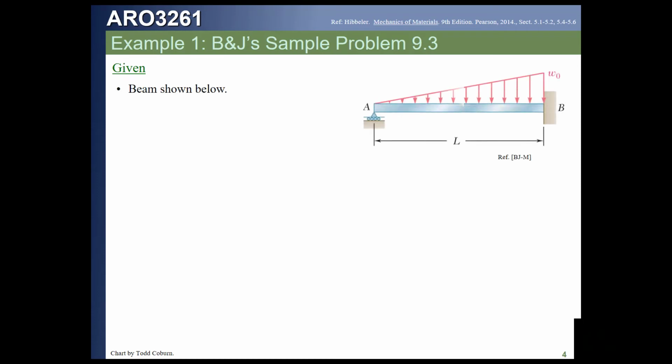Let's take Beer and Johnson sample problem 9.3. A quick glance shows that this is also an indeterminate beam, and what we're going to try to do here is determine the equation of the elastic curve and the slope at A.